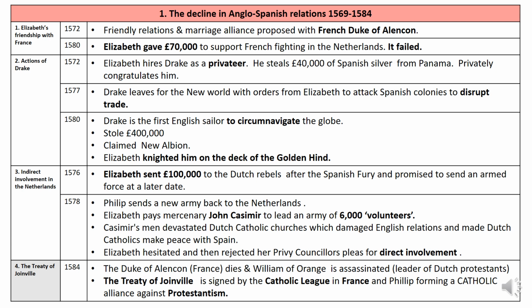To summarise here then, why is there a decline in Anglo-Spanish relations? Well, Elizabeth is indirectly helping the Dutch. She is sending them money. She's promising military help a little later on. She is allowing Spanish colonies to be attacked by Drake. She has friendly relationships with France, and she is encouraging others to fight the Spanish in the Netherlands on her behalf.